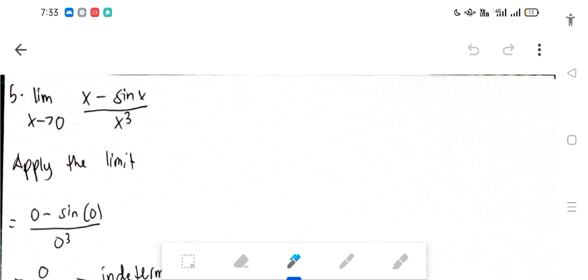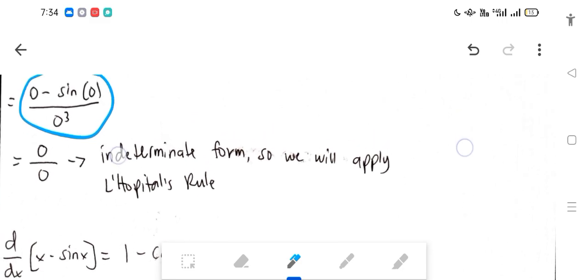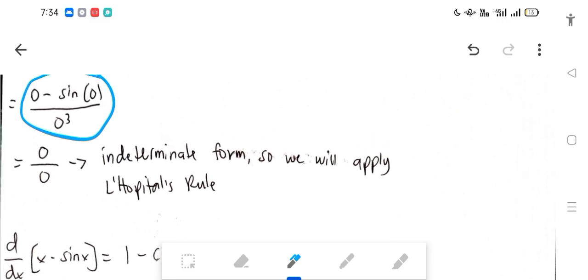If this example has a value after evaluating the limit, we don't need to use L'Hopital's rule anymore. So let's find out. Now we're going to apply the limit. For this example, we're just going to substitute 0 as the value of x in this function. After substitution, we have 0 over 0, which is indeterminate. So we will apply L'Hopital's rule, because that is the condition that we need to fulfill in applying L'Hopital's rule.